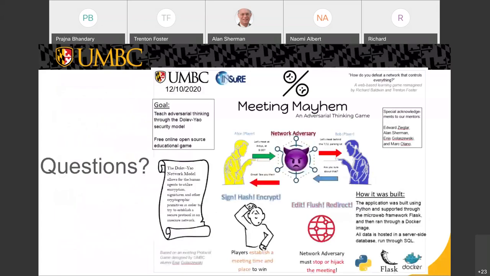And so here's our poster. If you have any questions, let us know in just a minute, as I'll walk you through what exactly this poster is. We just have very sample gameplay in the middle. You'll see Alice and Bob communicating with a sample message. On the right, you'll see special thanks to the people who've helped us. You'll see the goal on the left of teaching adversarial thinking and emphasizing that it is free, it is online, it is open source through GitHub, and it is an educational game. There is a review of the Dolev-Yao network model on the left. And then there are the goals of the players and the network adversaries at the bottom.